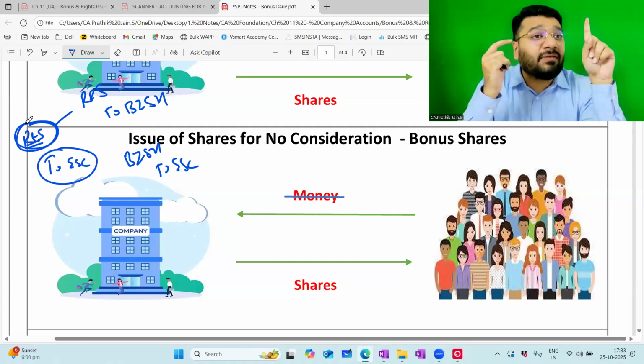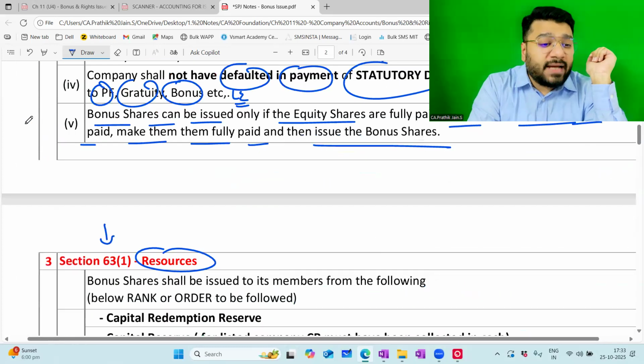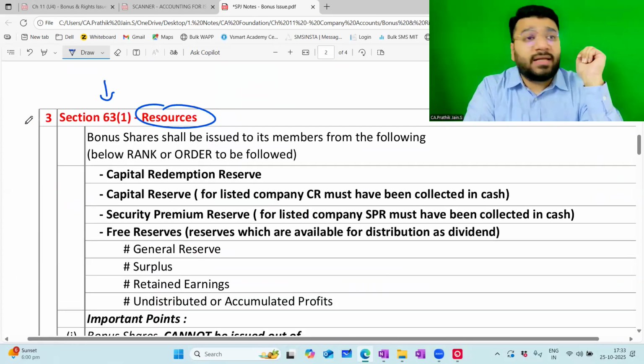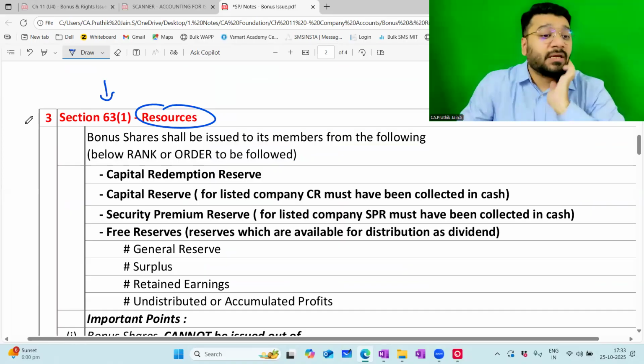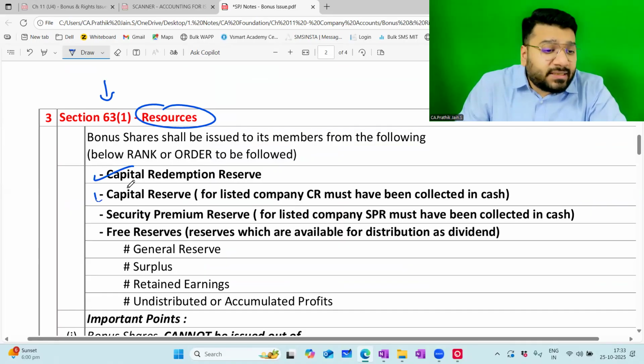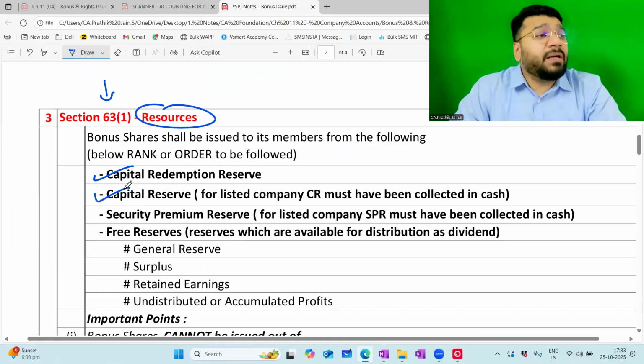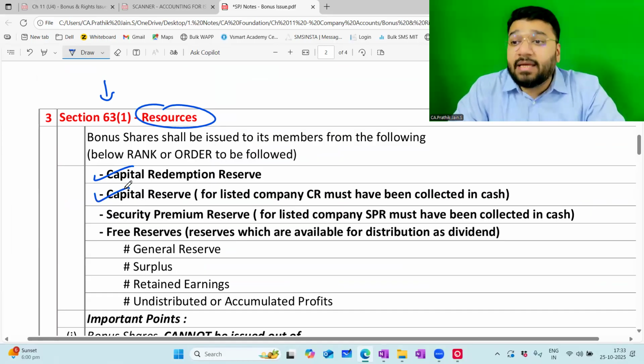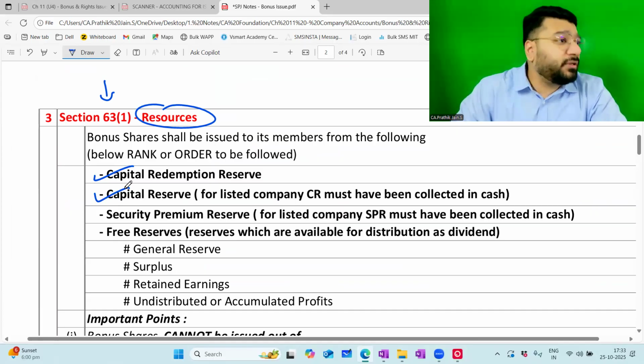In that, the first rank is given to CRR. Who gave this rank? Section 63, subsection 1 has given this rank and order, which we can't bypass. So first, you have to utilize the capital redemption reserve. Next, you have to use capital reserve. Now, this capital reserve is not mentioned in that section explicitly, but ICAI has used it in one of the questions.